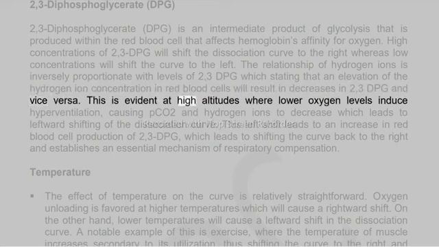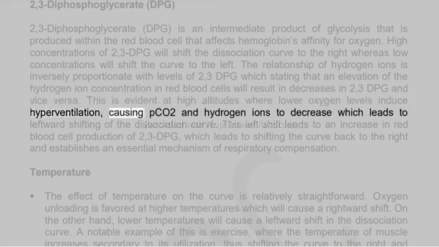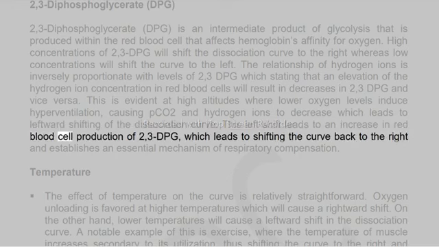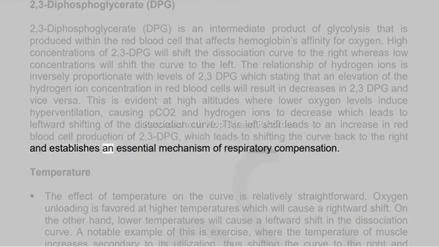This is evident at high altitudes, where lower oxygen levels induce hyperventilation, causing PCO2 and hydrogen ions to decrease, which leads to leftward shifting of the dissociation curve. This left shift leads to an increase in red blood cell production of 2,3-DPG, which leads to shifting the curve back to the right and establishes an essential mechanism of respiratory compensation.